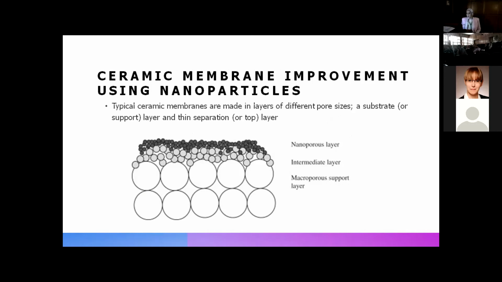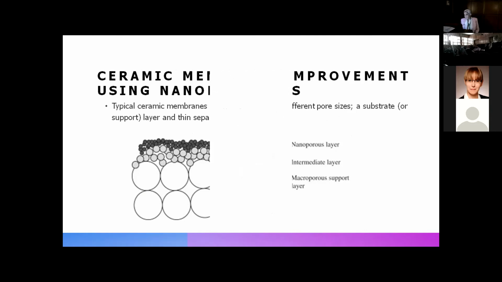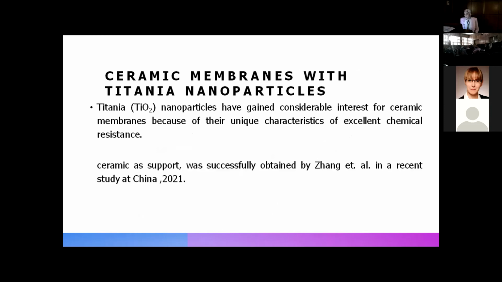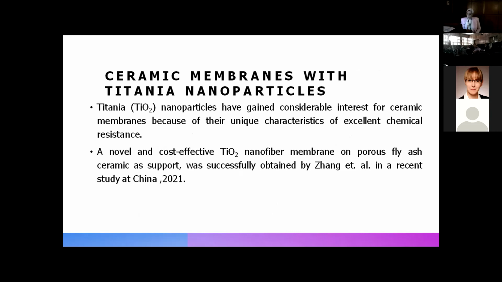Ceramic membrane. Here is a photo of typical ceramic membranes made of layers. As you can see, we have a nanoporous layer at the top, then an intermediate layer, then a macro support layer. The nano support layer can be made from titanium or titanium nanoparticles. And this study was done this year in China using titanium oxide.